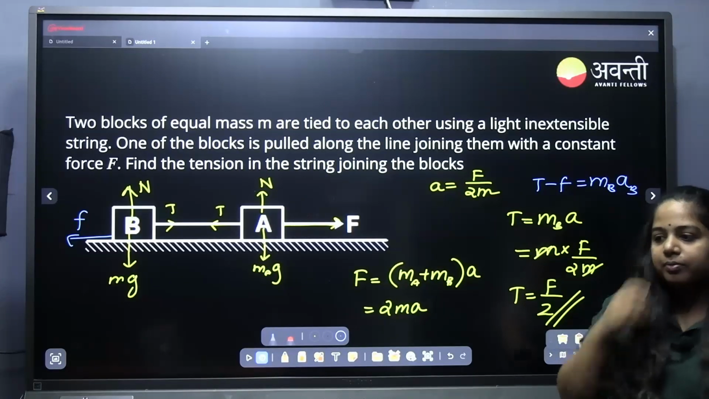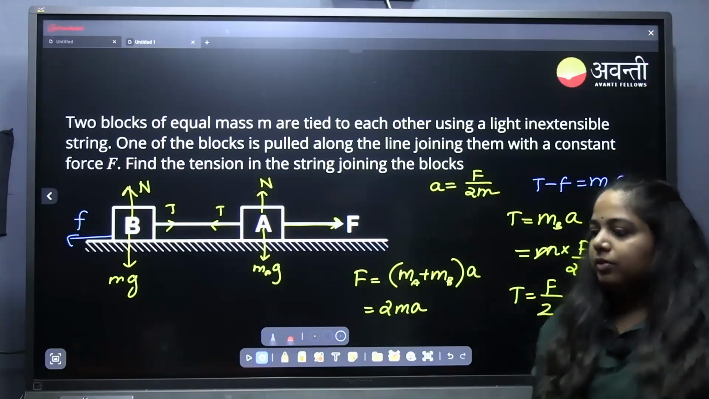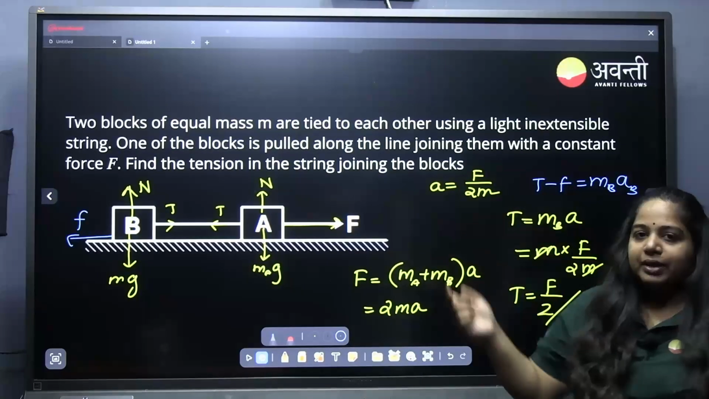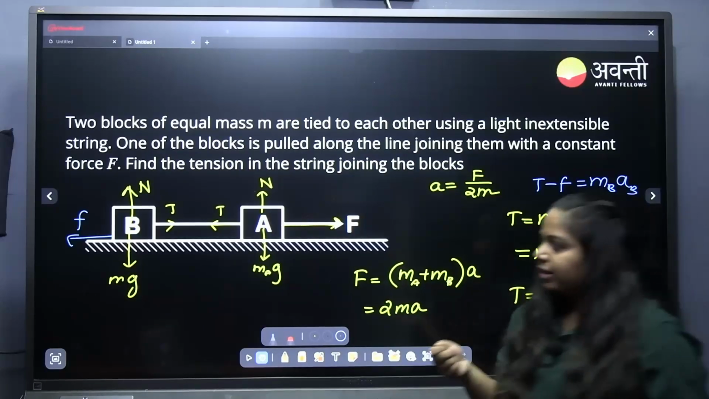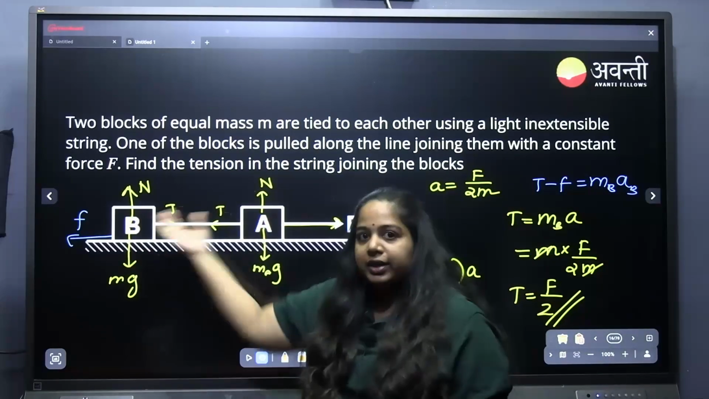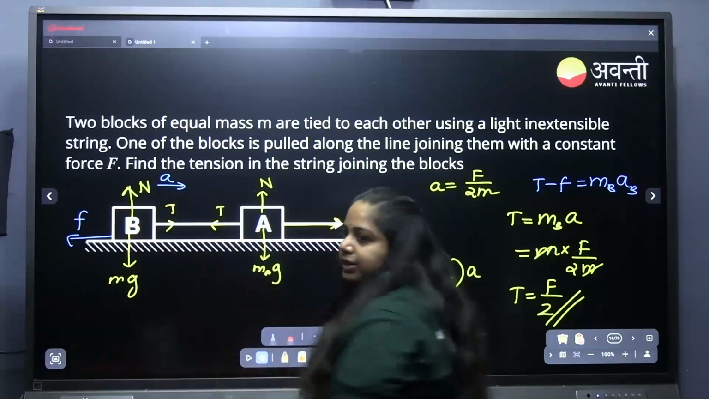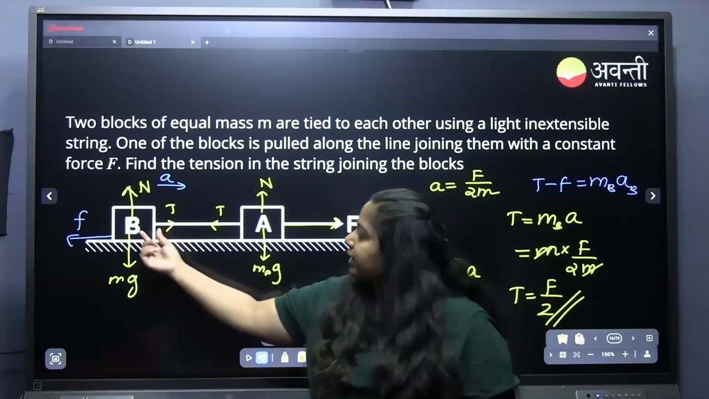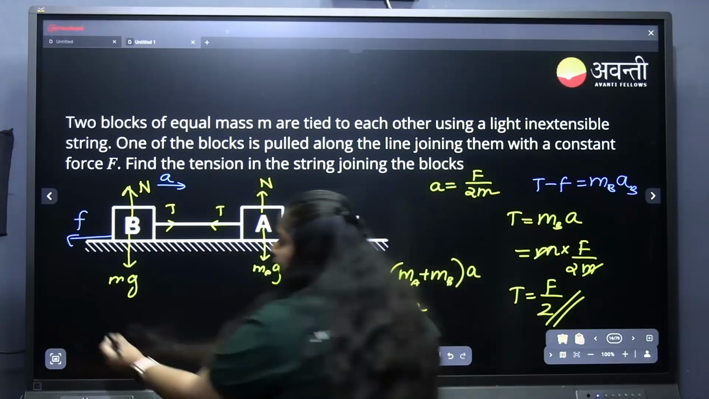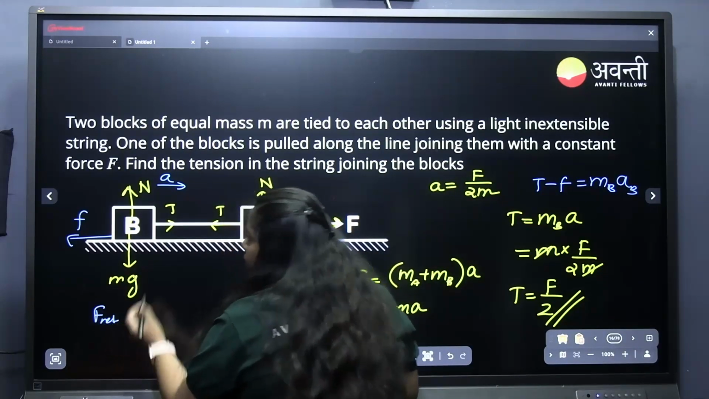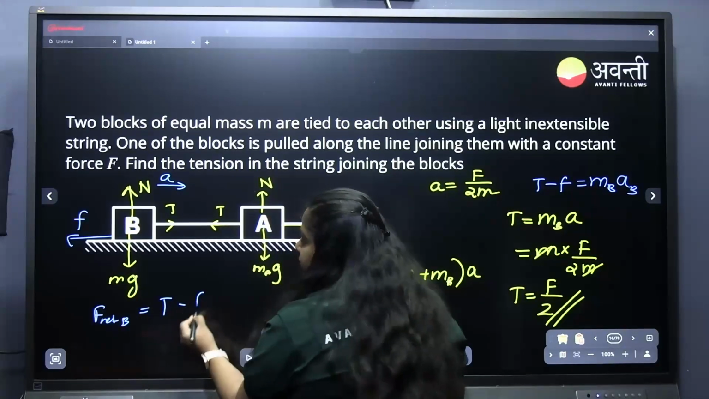Is that clear for all? Did not understand? Okay, what is happening is that B is moving, but friction force is there. Then B is moving in this direction, right? So we will put acceleration of B in this direction. Then tension is pulling it, friction is opposing it. So net force on B is equal to tension minus friction.